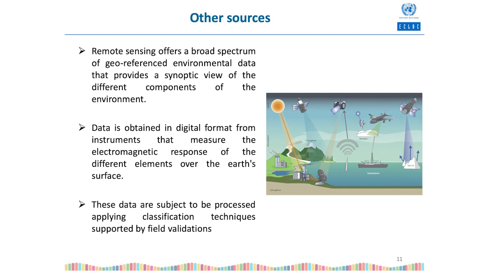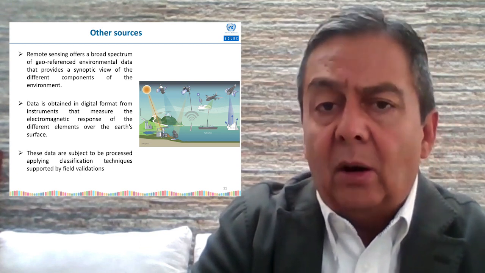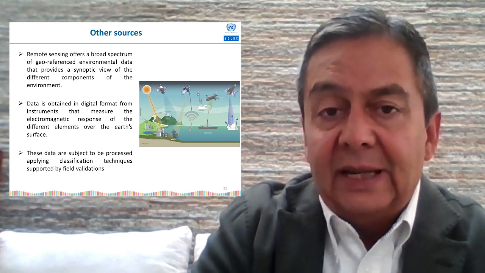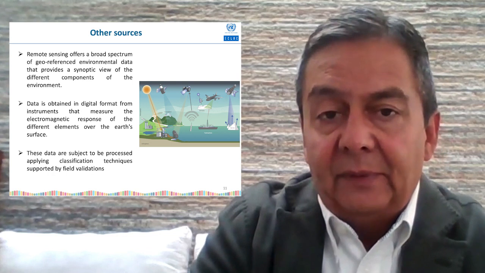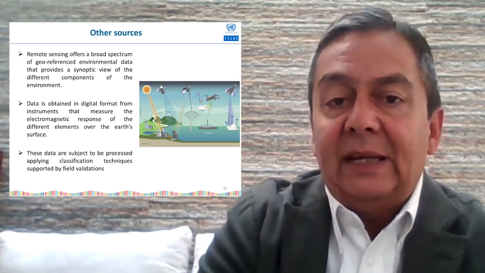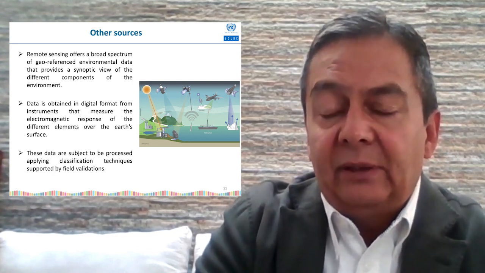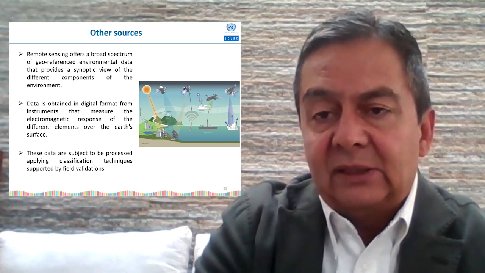Let's talk about other sources. It is in the next slide. Remote sensing offers a broad spectrum of georeference environmental data that provides a synoptic view of the different components of the environment. Data is obtained by default in digital format that measure the electromagnetic response of the different coverage over the Earth's surface.